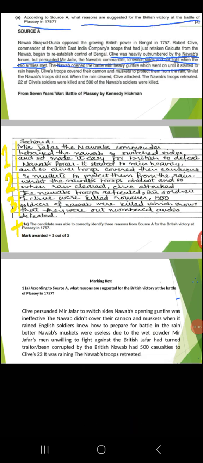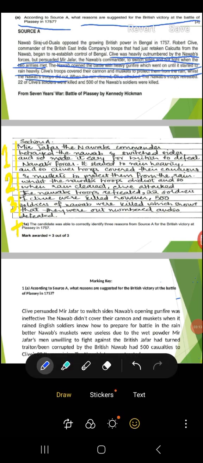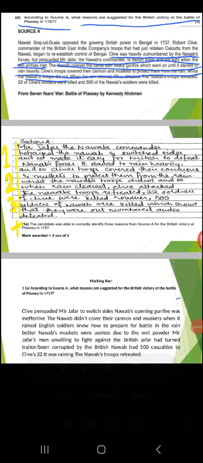The Nawab opened the battle with heavy gunfire, which went on until it started to rain heavily, and Clive's troops covered their cannon and muskets to protect them from the rain, while the Nawab's troops did not. You see, the Nawab's troops were continuously firing, but Clive's troops did not open fire when it rained, and when the rain stopped, then they started to fire. The Nawab's troops kept on firing and did not cover their cannons, and this is the reason they could not win.